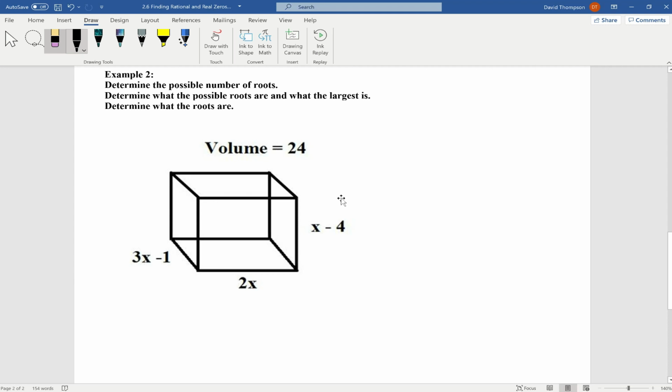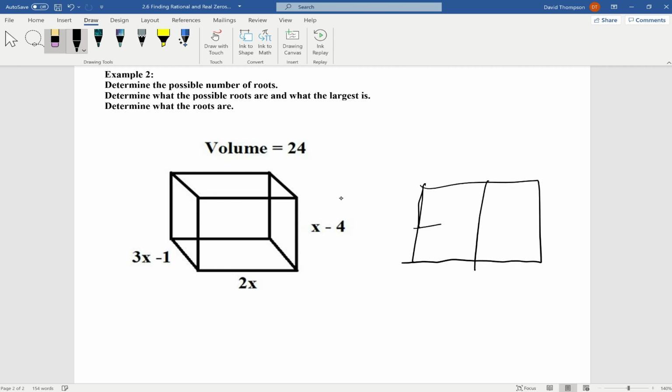Example 2. Determine the possible number of roots. Determine what the possible roots are, what the largest is, and determine what the roots are. So we have a volume of 24, and the sides are 3x minus 1, 2x, and x minus 4. So first we have to find the actual volume. So first we have to multiply.